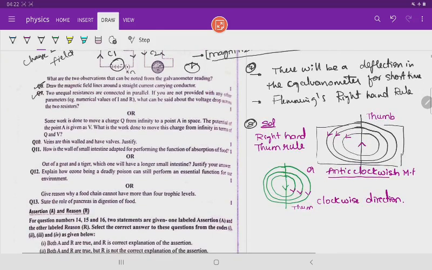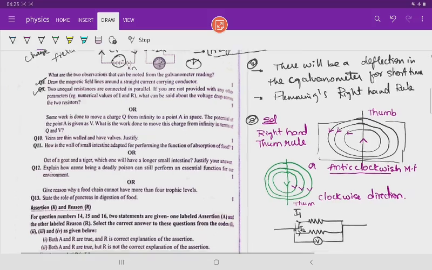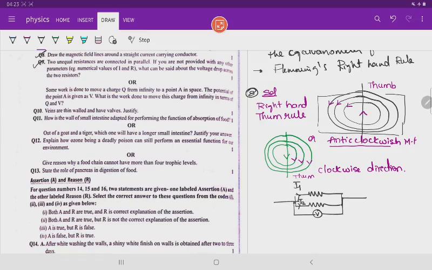Two unequal resistances are connected in parallel. So two unequal resistances are connected in a parallel circuit. Remember that always between any resistors the potential difference will be the same, but the current divides into I1 and I2. If you are not provided with any numerical value of I and R, what can be said about the voltage drop across the two resistors? The answer is very clear. They have not given I value, R value, nothing, but I can say that the voltage drop across these two unequal resistors will be the same.